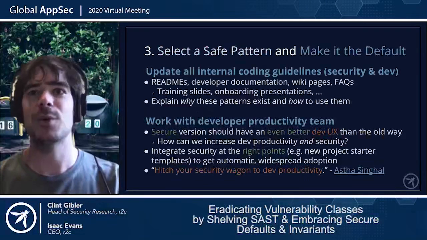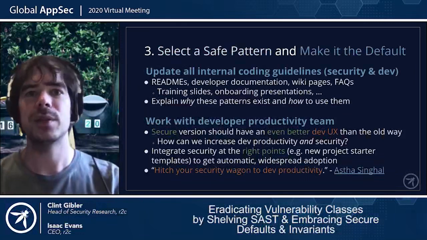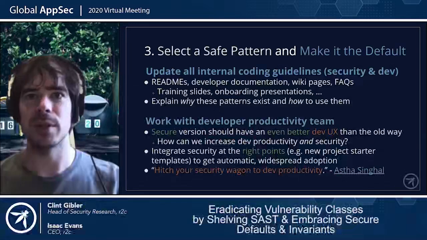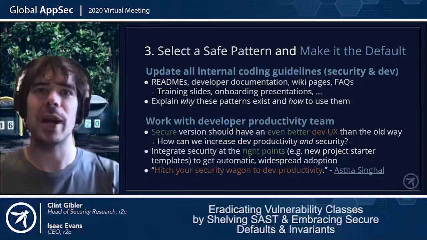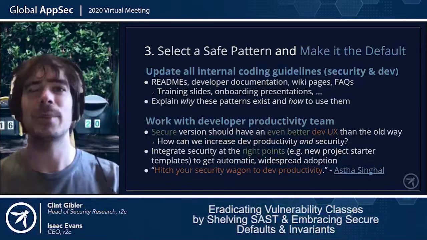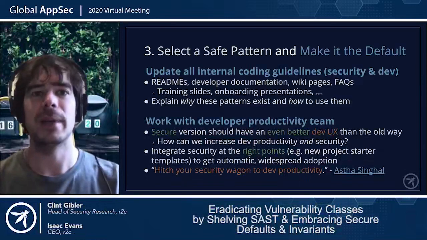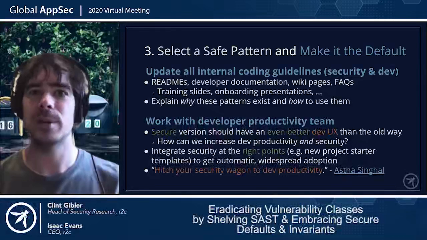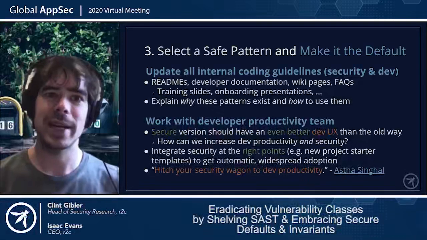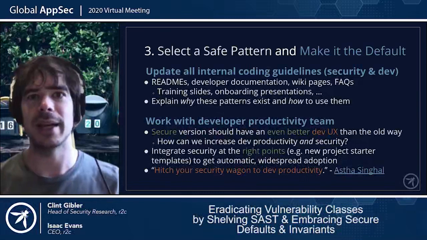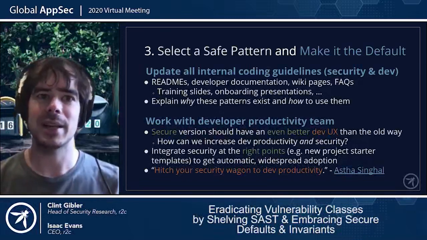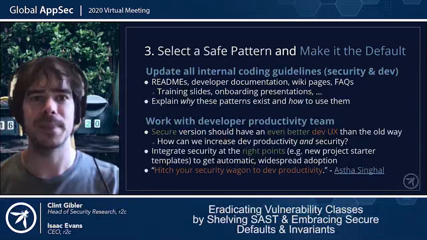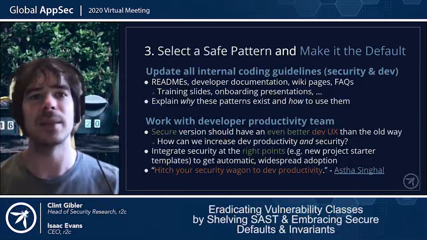And then the second part of that, how do we make it the default? So we want to update various internal coding guidelines used by security as well as developers, so that whenever someone goes to say, oh, how do I do this thing, they come across the secure by default pattern that we have created for them. So this means updating things like READMEs, developer docs, wiki pages, FAQs, training slides, onboarding presentations, etc. So the key thing here is explaining why these patterns exist and also how to use them, because you want people to have the right context to know why this is important.